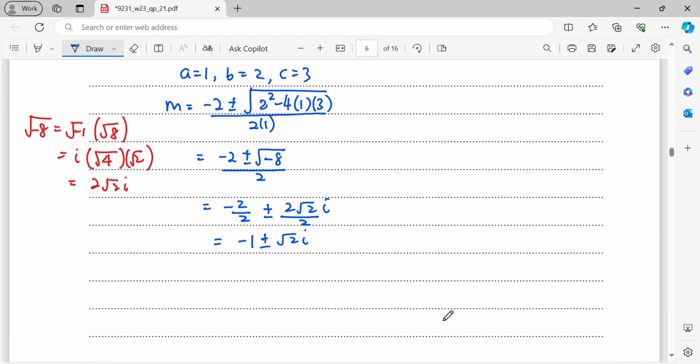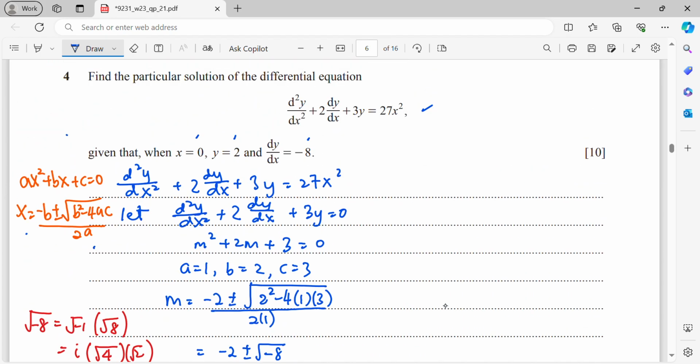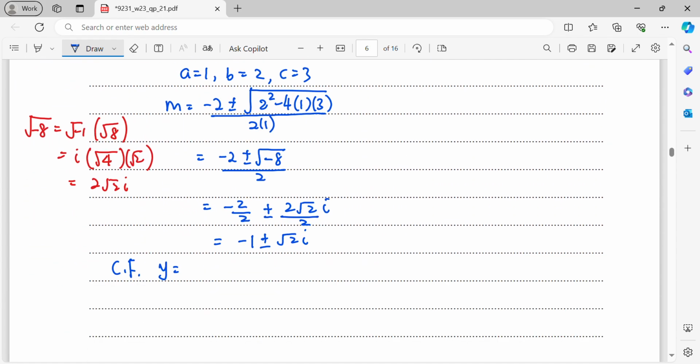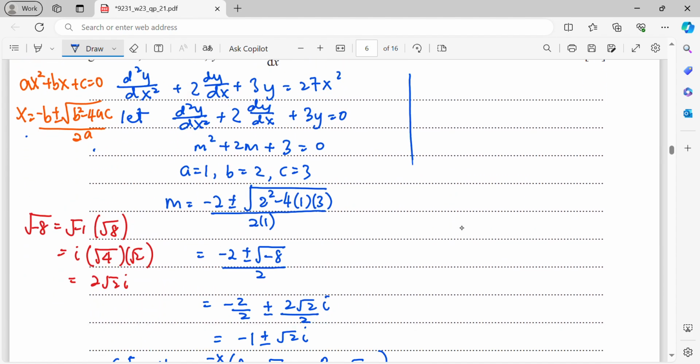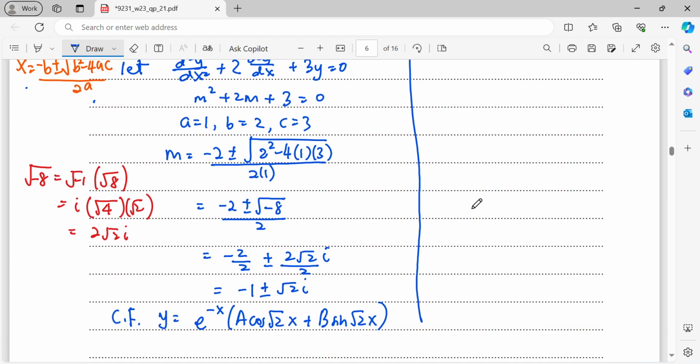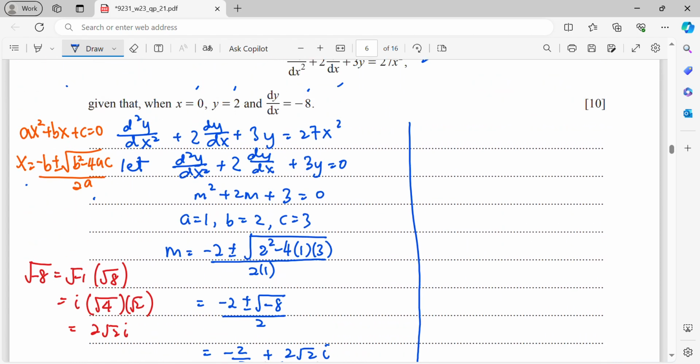Okay, so with this, I will just write down my complementary function. Because you are given dy over dx, your answer will be y in terms of x. So for the complementary function, you can just write y equals e to the negative x times a cos square root 2x plus b sine square root 2x. That is your complementary function. Okay, now I will show it over here for the trial solution to get the particular solution later on.